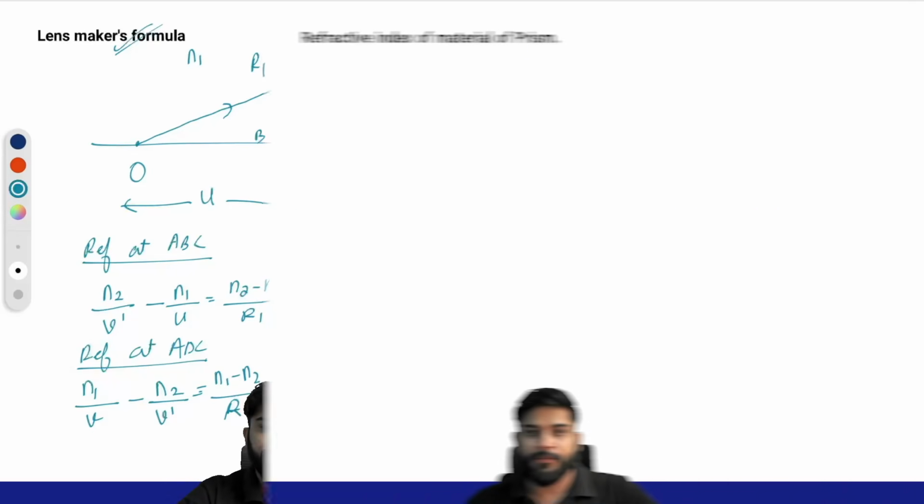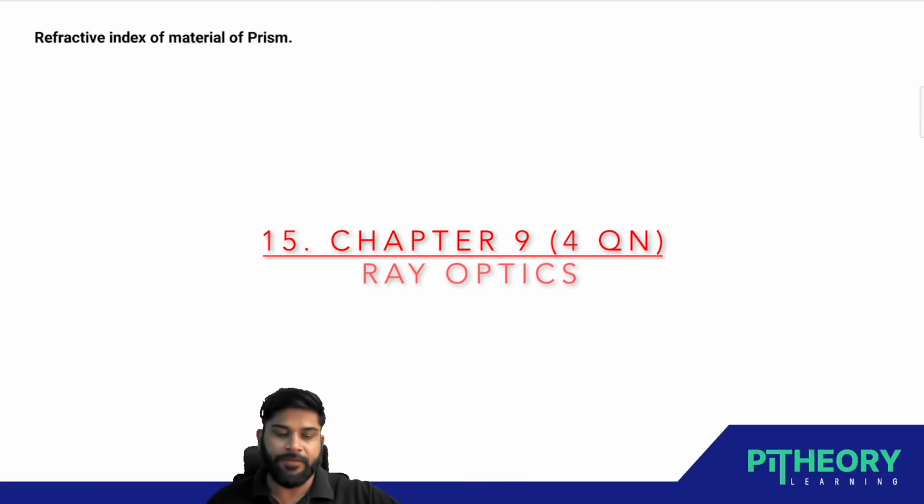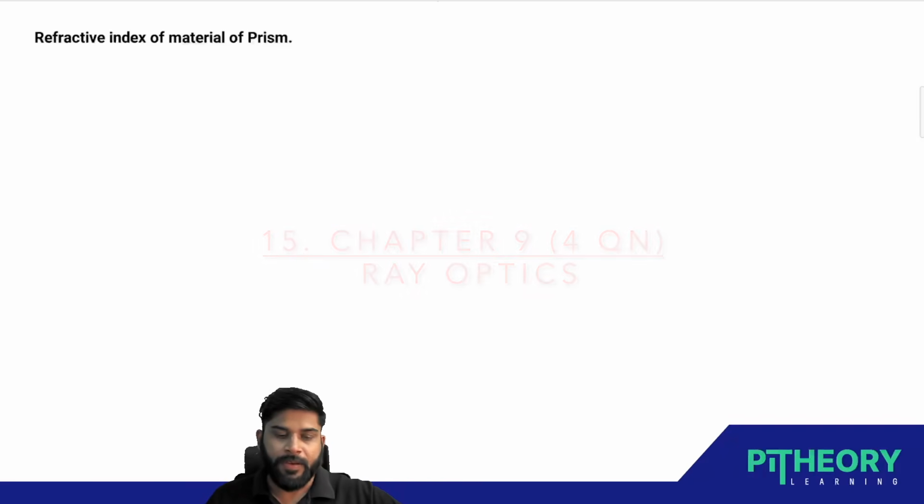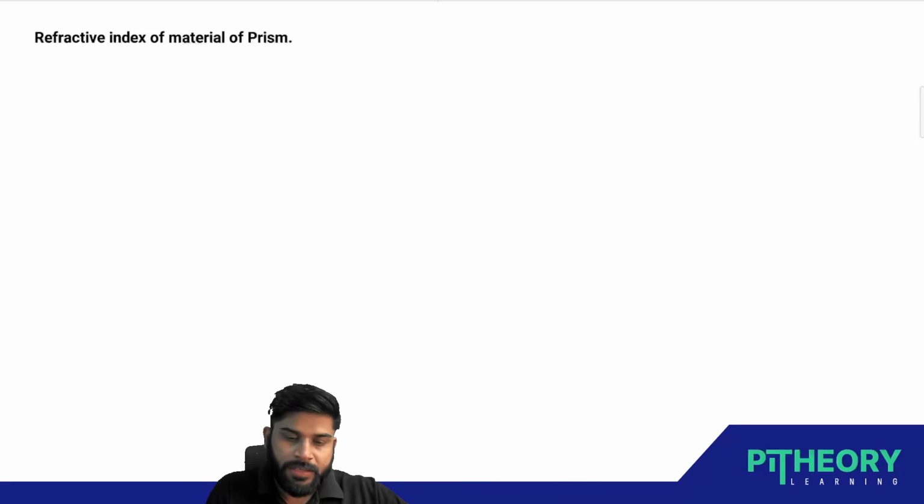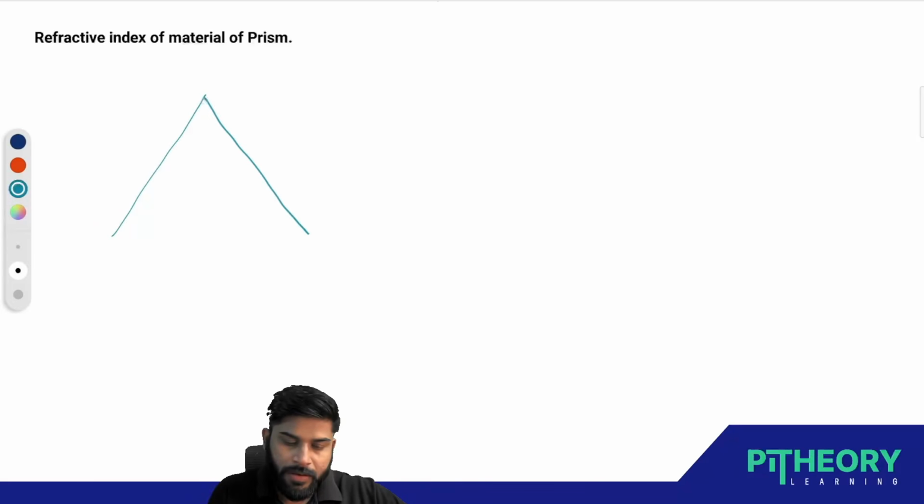Here we go to the next question: the refractive index of the material of a prism. We are going to derive an expression for it. So let's consider the prism here. Let's say A, B, C. AB and AC are the refracting surfaces, and you have BC as the base.